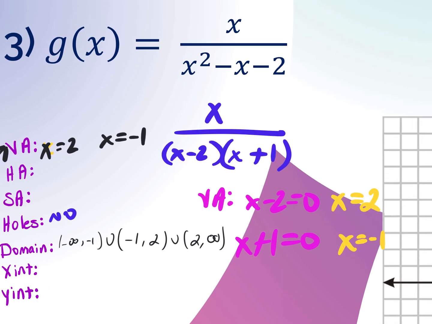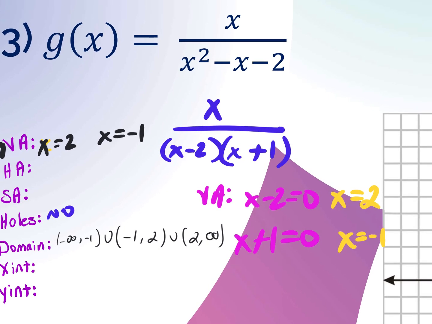Okay, let's talk about our horizontal asymptote. How do we find horizontal asymptotes? We compare our numerator degree to the denominator. What is the degree of the numerator? 1. What's the degree of the denominator? 2. 1 is what than 2? Less than, I said it backwards. 1 is less than 2.